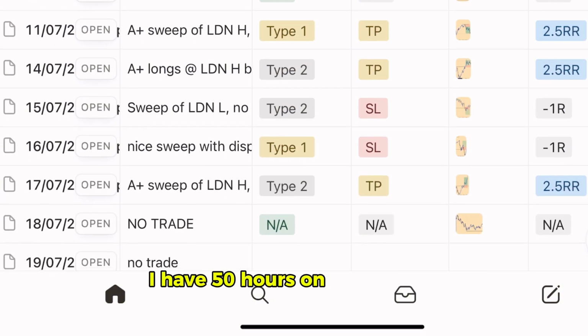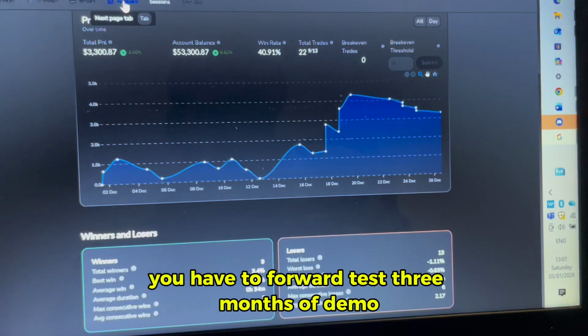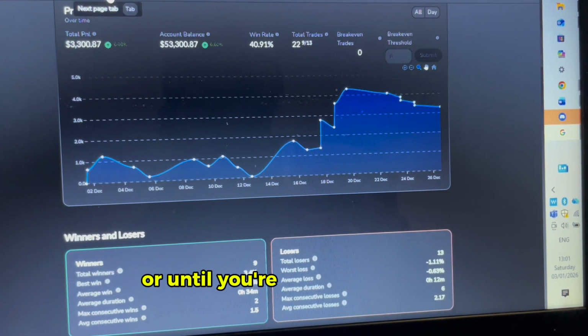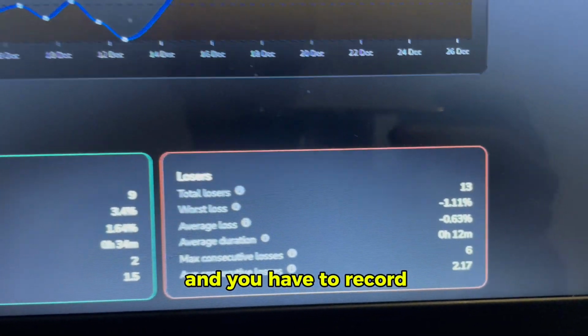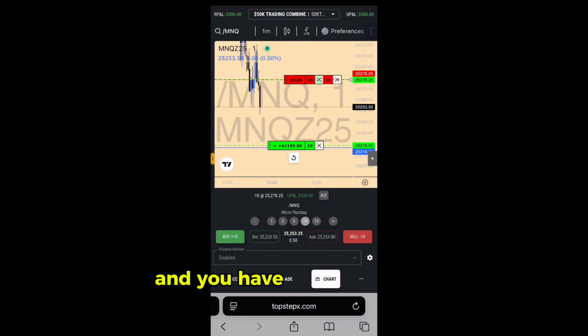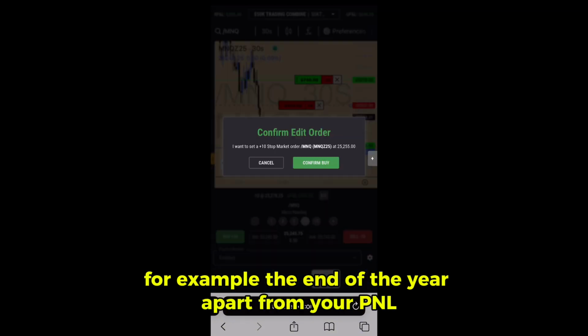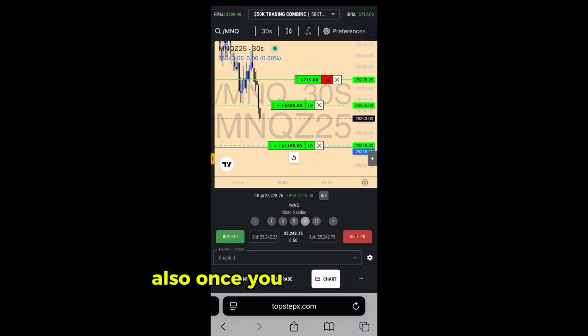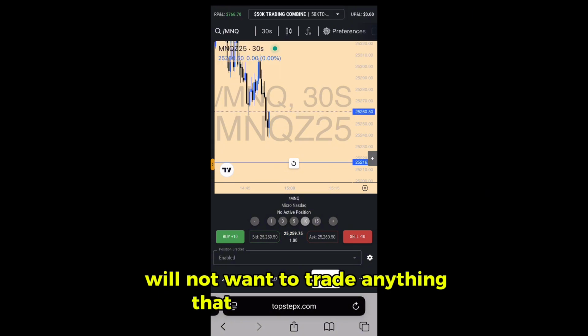I have 50 hours on there in the last 3 months. You have to forward test, 3 months of demo, maybe 2 months of demo, or until you're comfortable with trading your model. And you have to record everything. If you don't, you're just going to forget it and it means nothing and you have nothing to look back on at, for example, the end of the year, apart from your P&L. Also, once you really do trust the model, you will never overtrade. It's not because it will stop you. It's just you will not want to trade anything that is not your model.